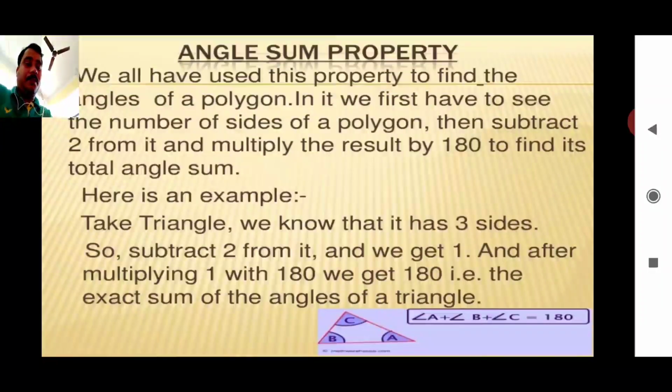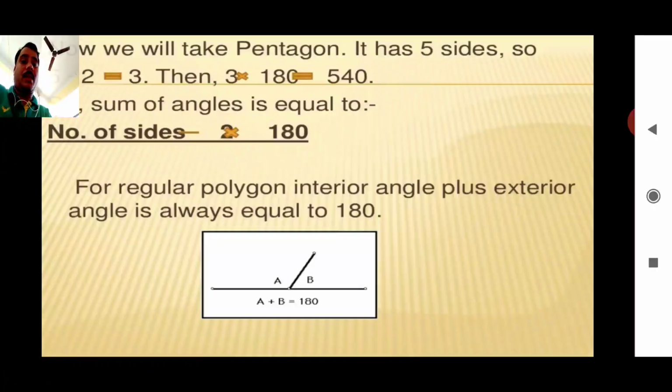Triangle, we know that it has 3 sides, so subtract 2 from it, you get 1, and after multiplying 1 by 180 we get 180. You can see the sum of angles of a triangle, A plus B plus C, equals 180. Now we will take a pentagon. It has 5 sides. Subtract 2 from 5, you get 3. Then multiply 3 by 180, you get 540 degrees.